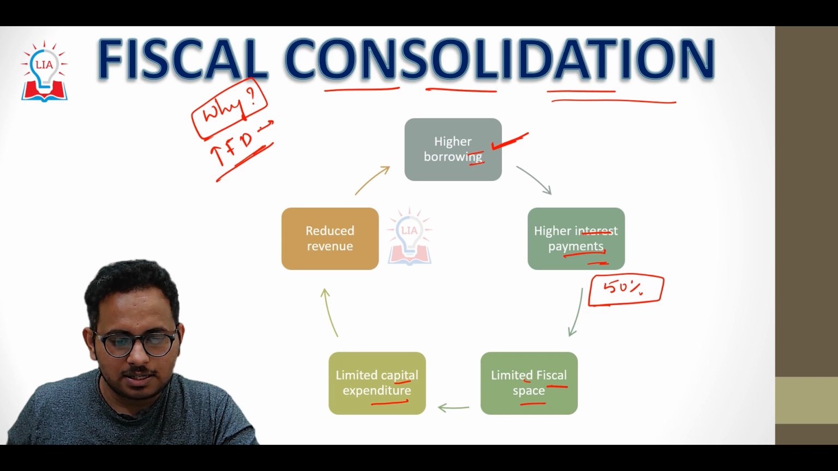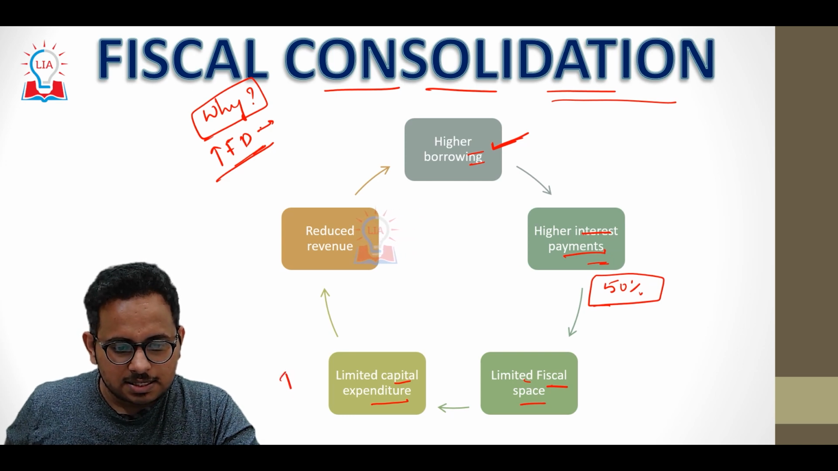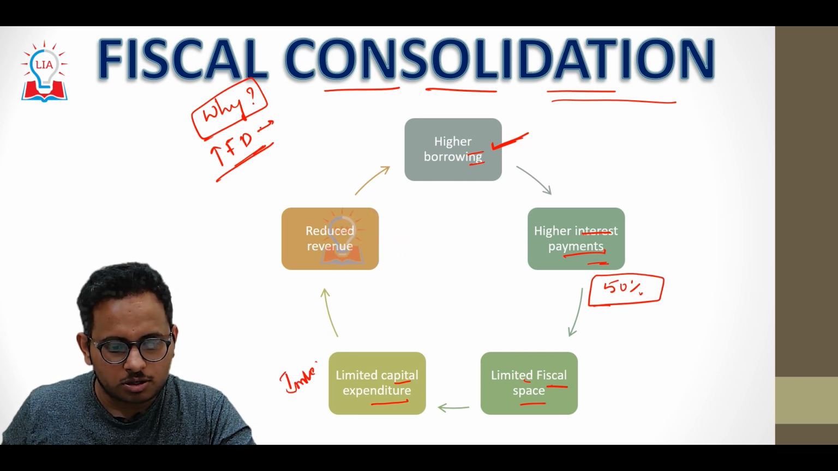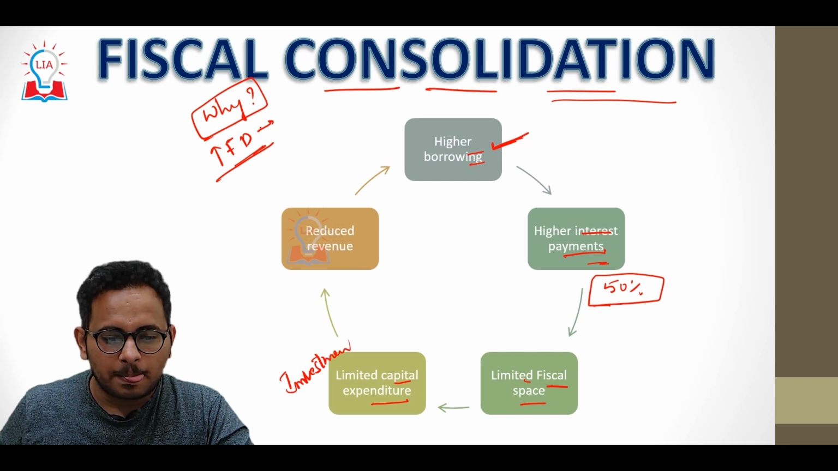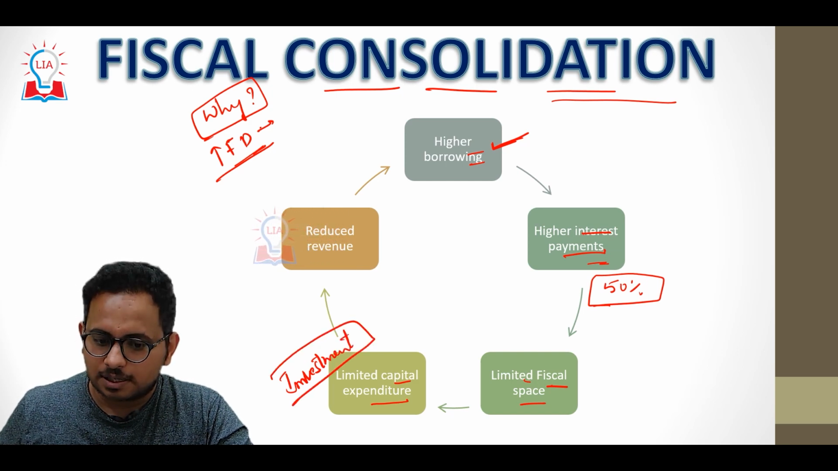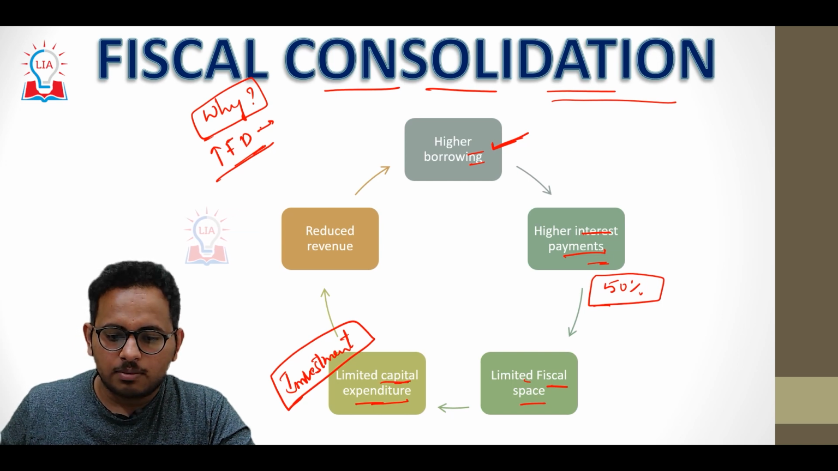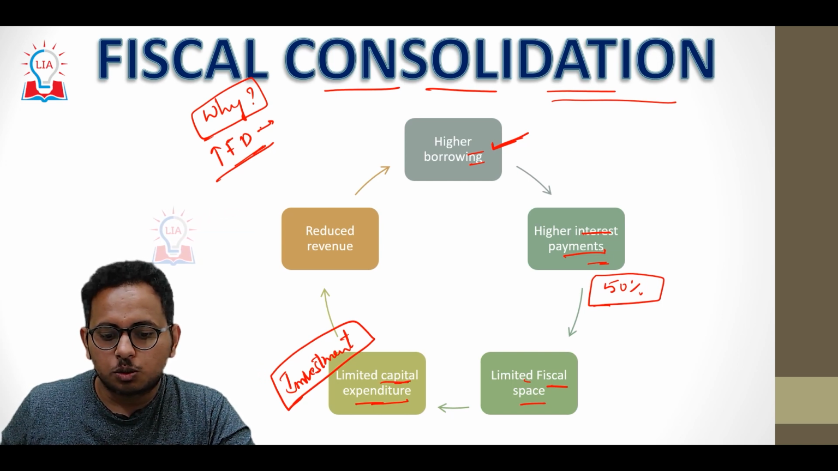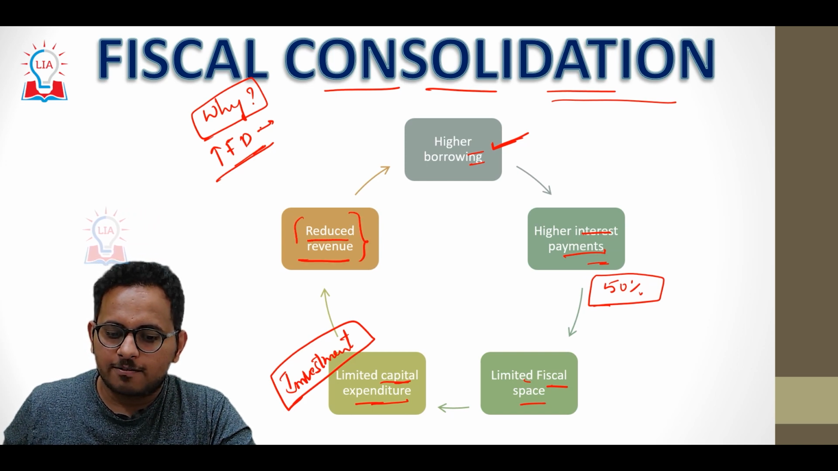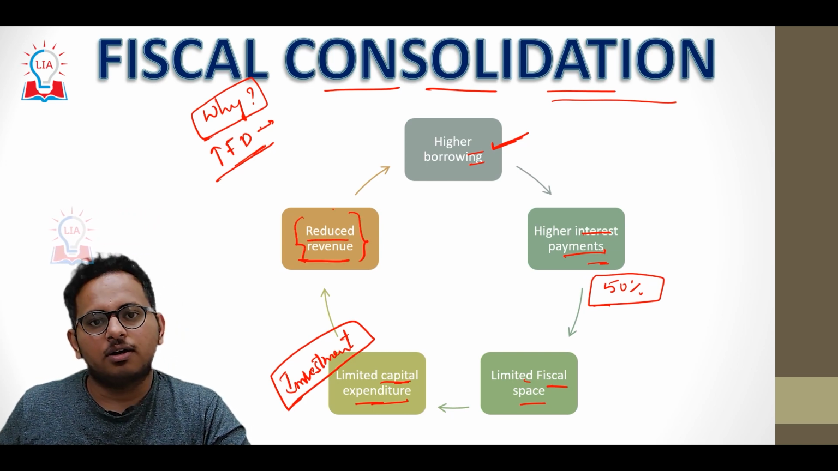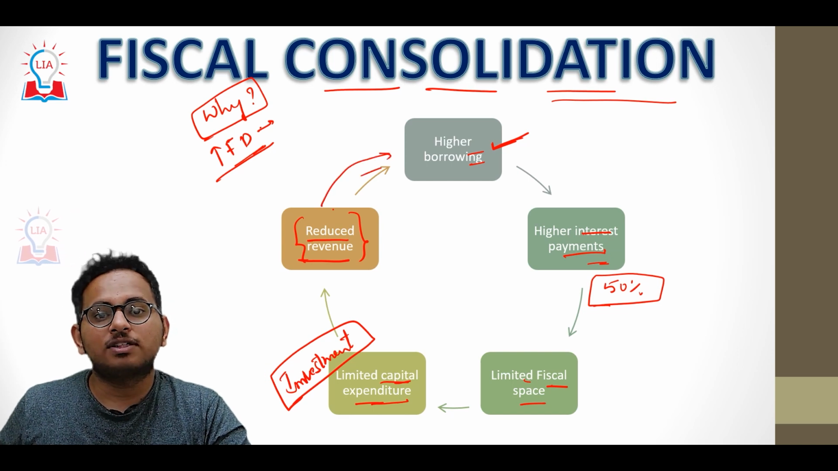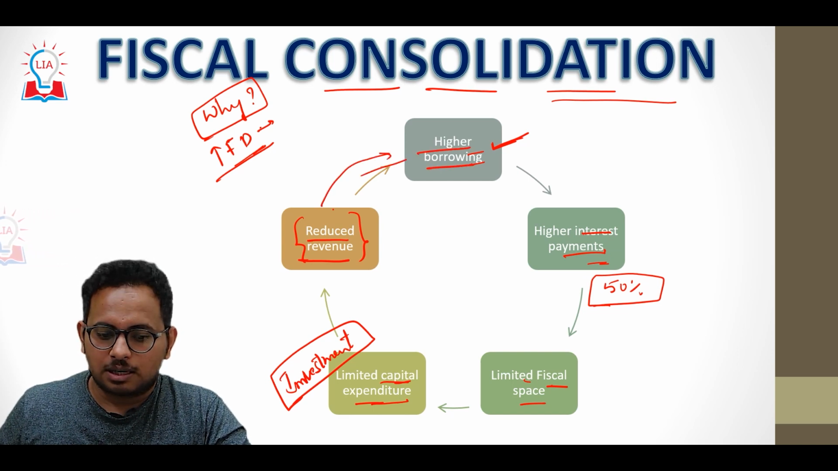We discussed earlier that investment is the engine for growth. If there is limited capital expenditure, then there is no investment. If there is no investment, there is reduced revenue to the government. If there is reduced revenue, the government will automatically go for higher borrowing again.